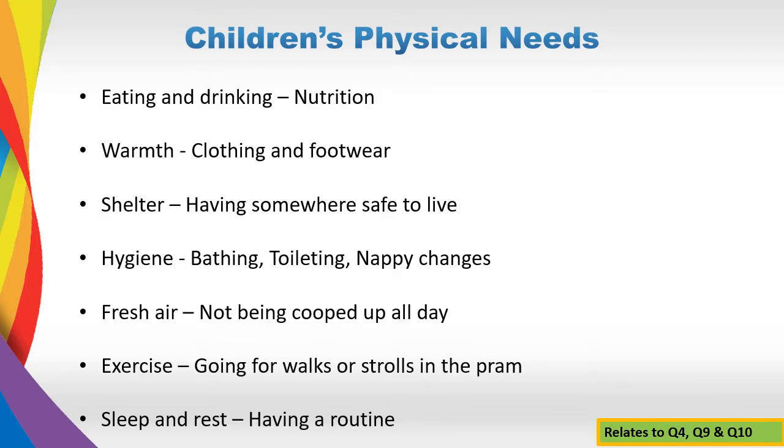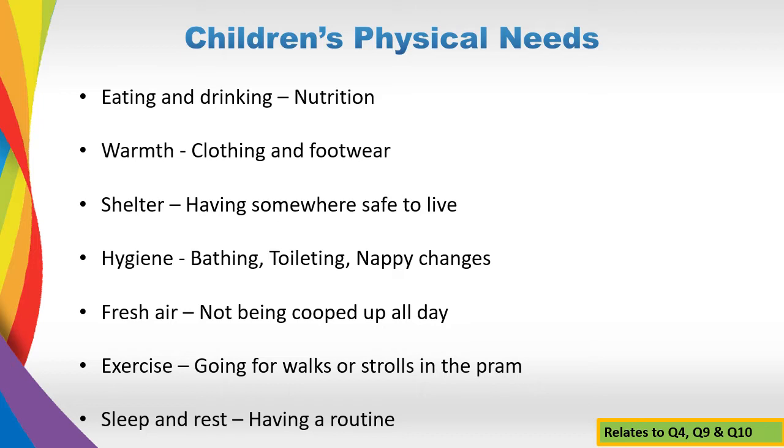So here are some ideas and some examples of children's physical needs. You may have thought of some others, and that's absolutely fine. The first one, eating and drinking. So children need nutrition. They need to eat, they need to drink to keep themselves healthy, to keep themselves physically fit. So nutrition is a physical need of all children.